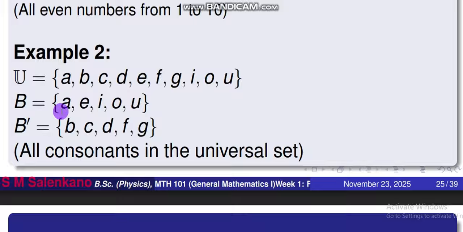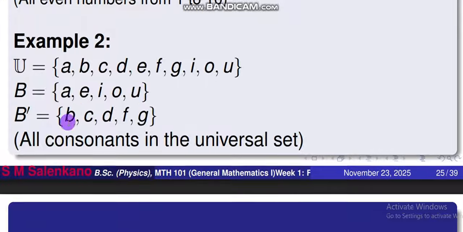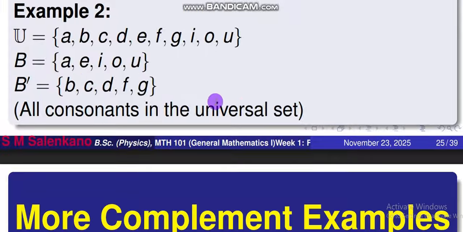A is there, I don't take it. B is not in here, so I take it. C is not here, so I take it. D is also not here, so I take it. But E is here, I don't take it. F is not here, so I take F. G is not here, so I take G. But I, O, U are all here. I, O, U, I don't take them. So my B complement is all the consonants in the universal set. Okay.